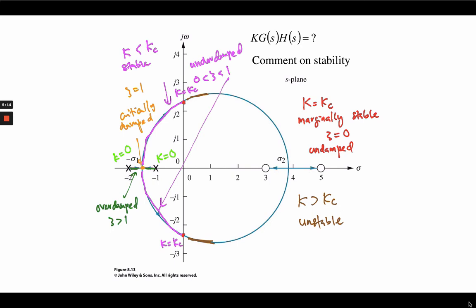All right, so that's what we can say about this root locus.